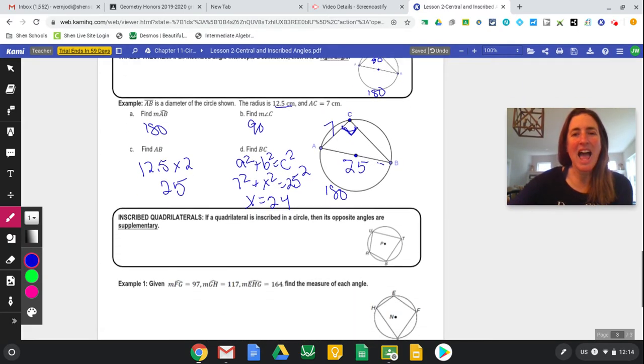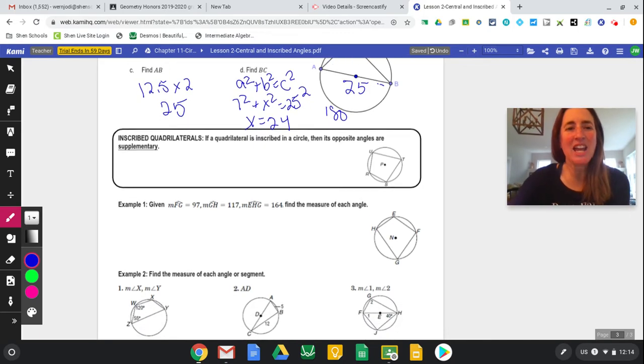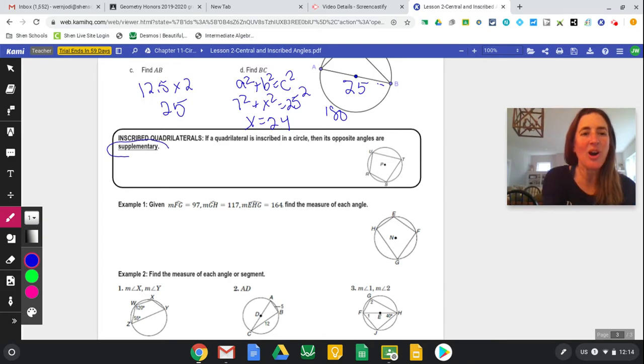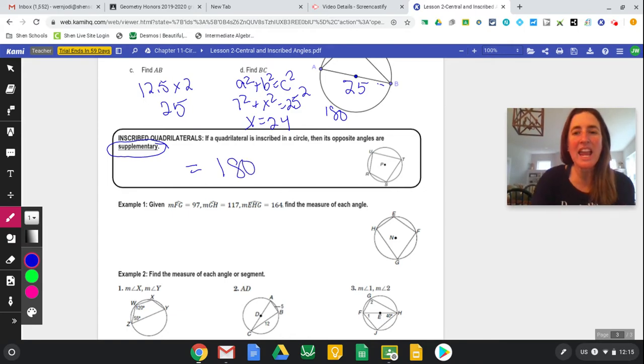Okay, and our last theorem for today is the inscribed quad. Now, in an inscribed quad, generally the opposite angles were equal to each other. But guess what? Once you put that quad inside a circle, the opposite angles are supplementary. They add up to 180. They're not the same. Okay, so let's figure this out.